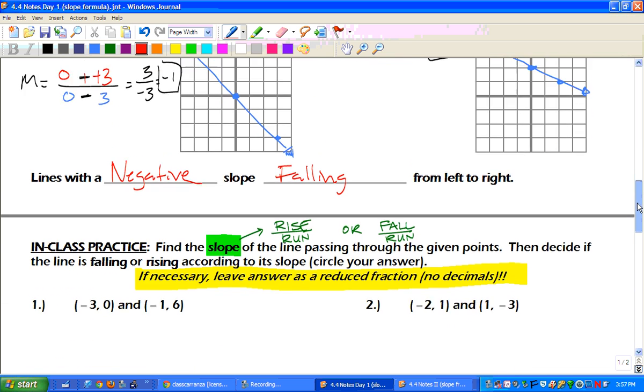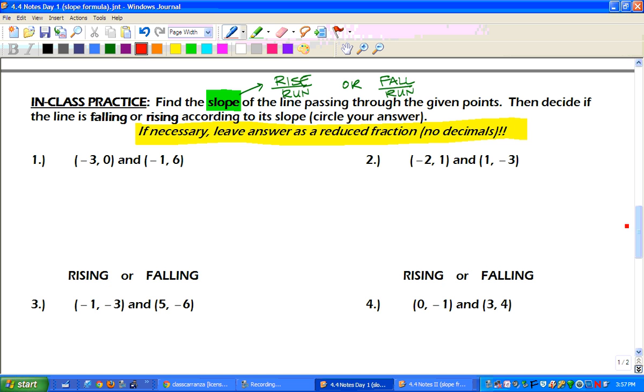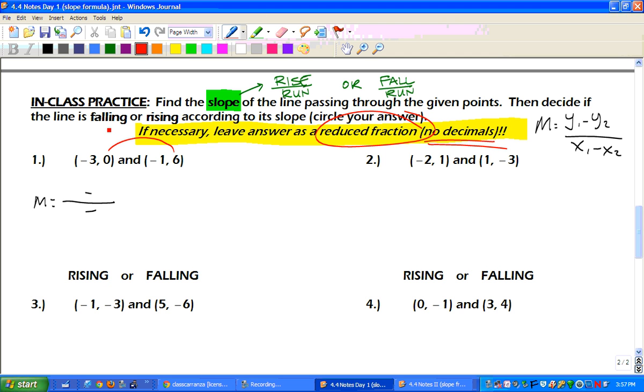All right, let's go ahead and flip it over. So remember that the slope is either the rise over the run or the fall over the run. Okay? So we're going to do the slope, and then we're going to decide if it's rising or falling. Okay? Remember to leave it as a reduced fraction and no decimals. Now, in case you forget the formula, y1 minus y2, x1 minus x2. All right, so I'm always just going to write those negative signs right there so we don't forget.